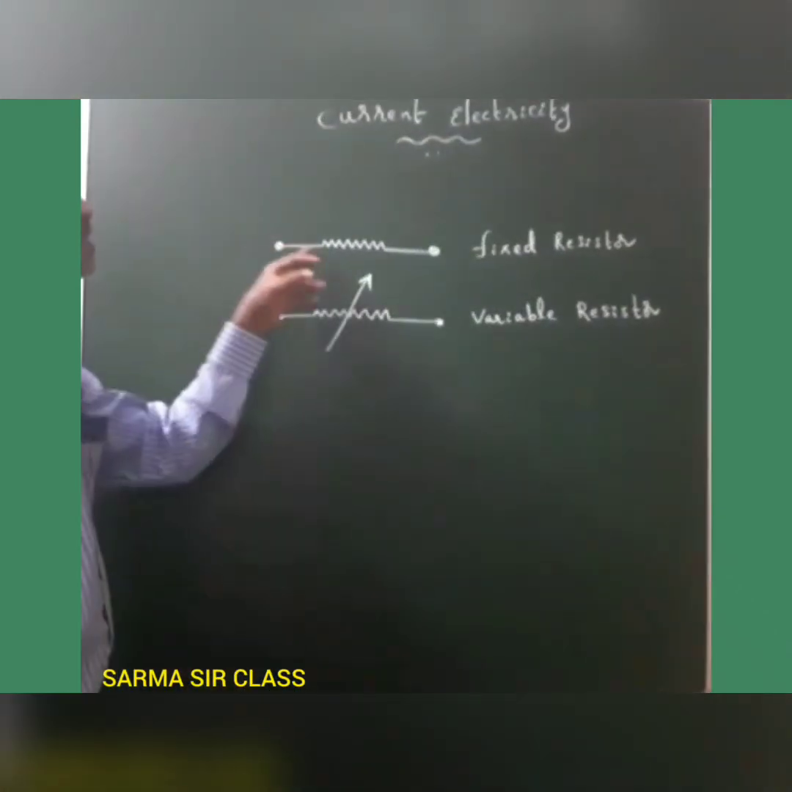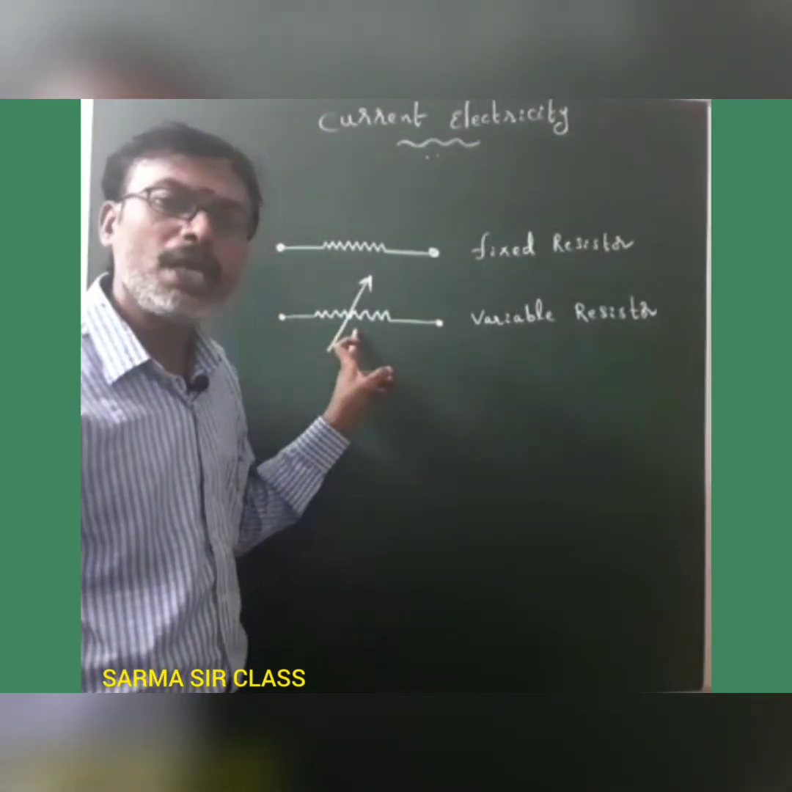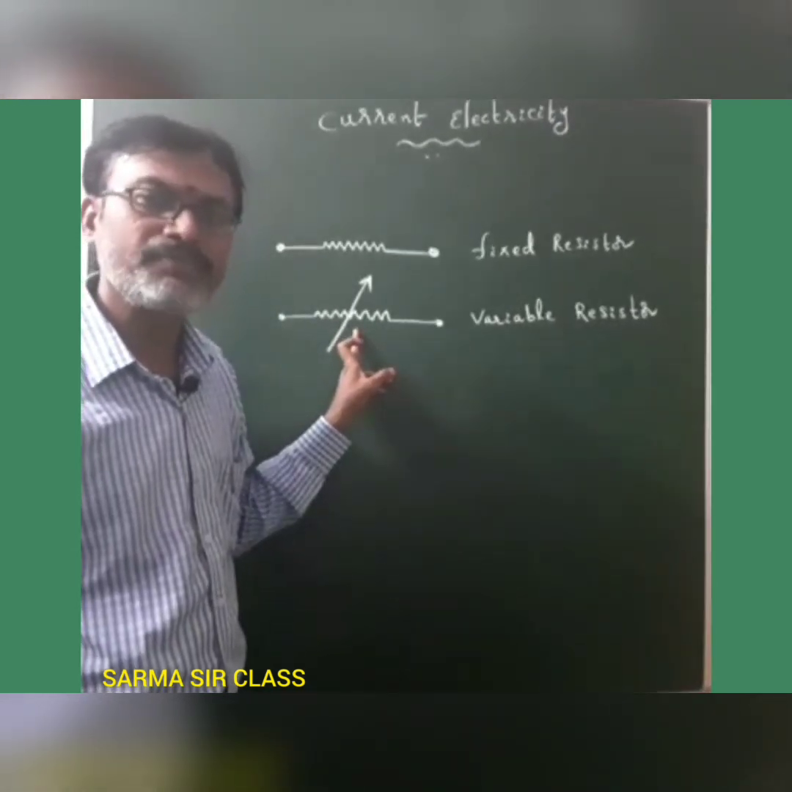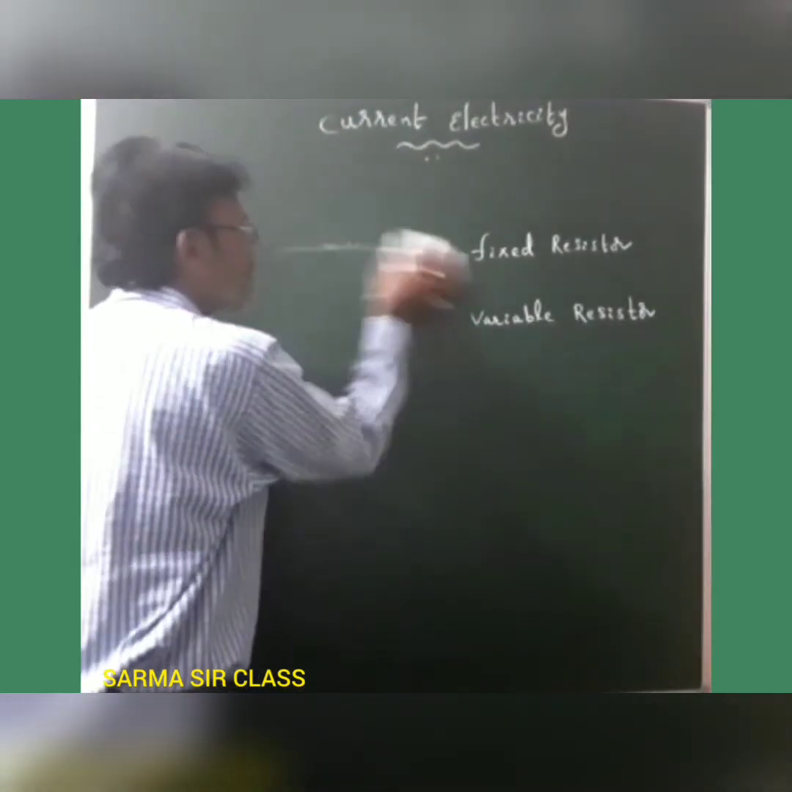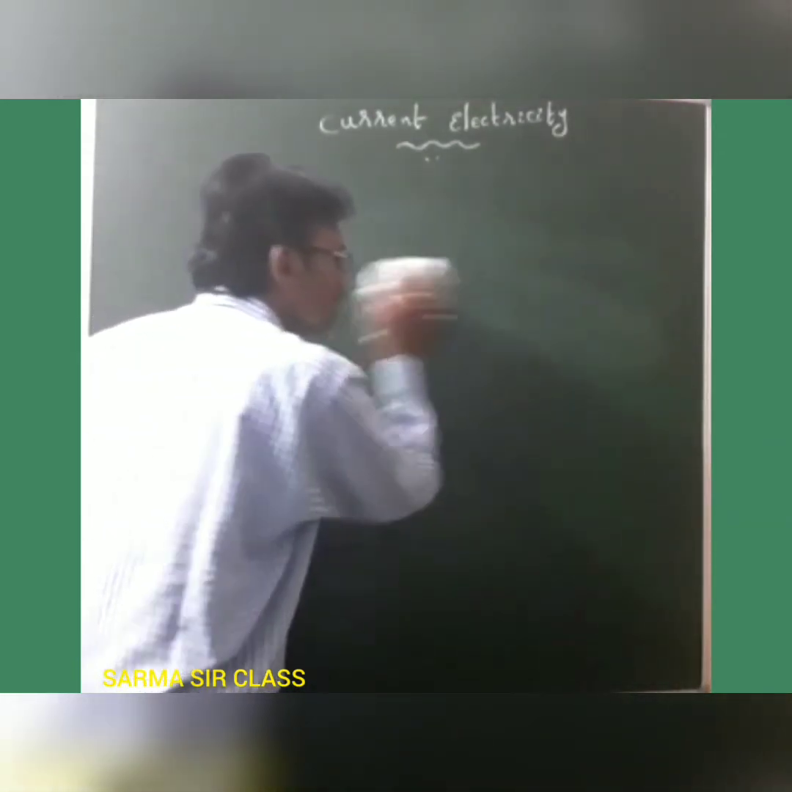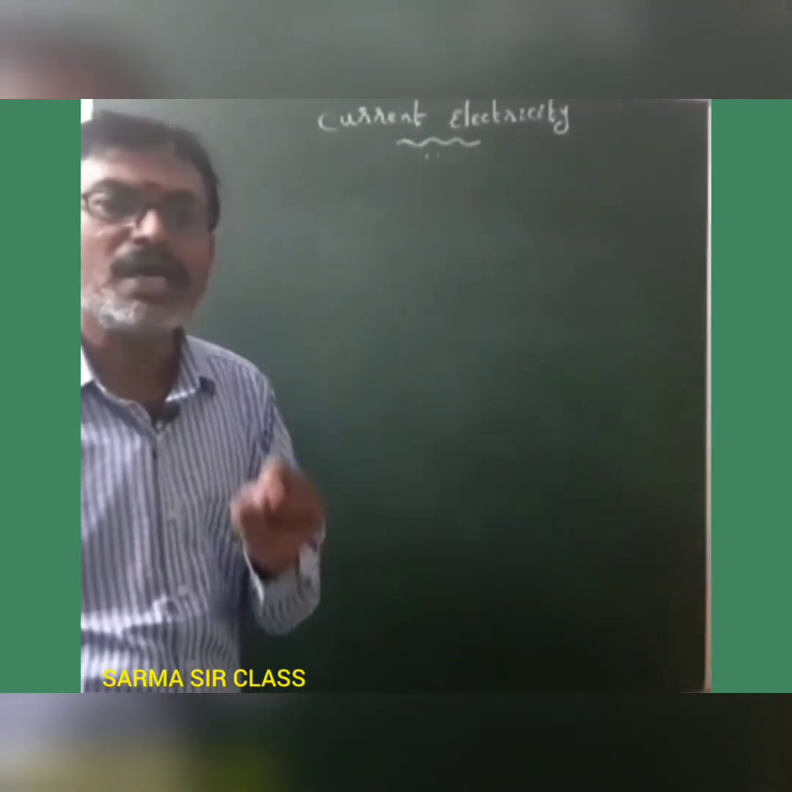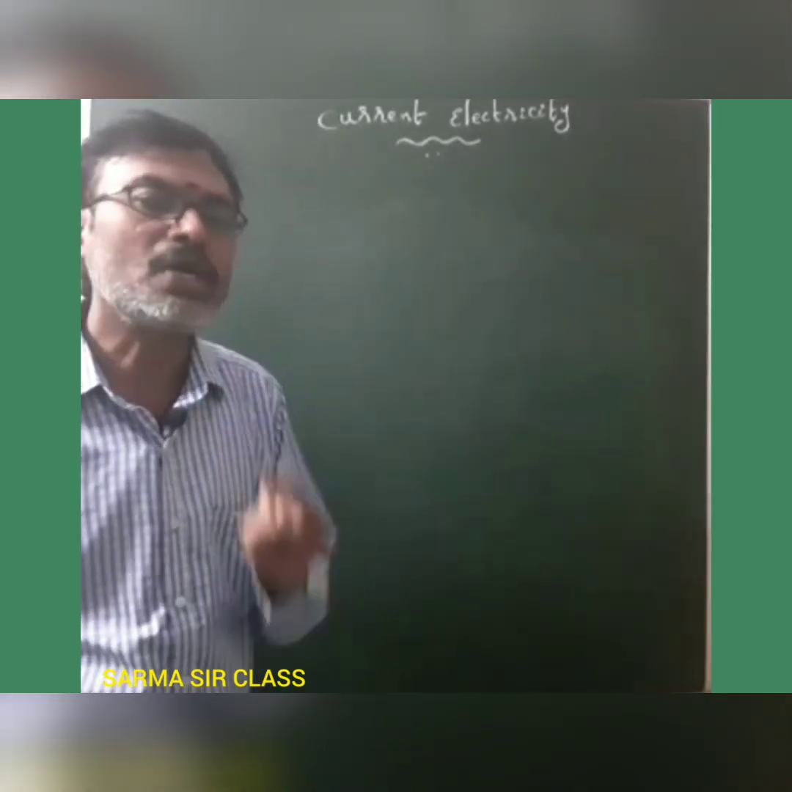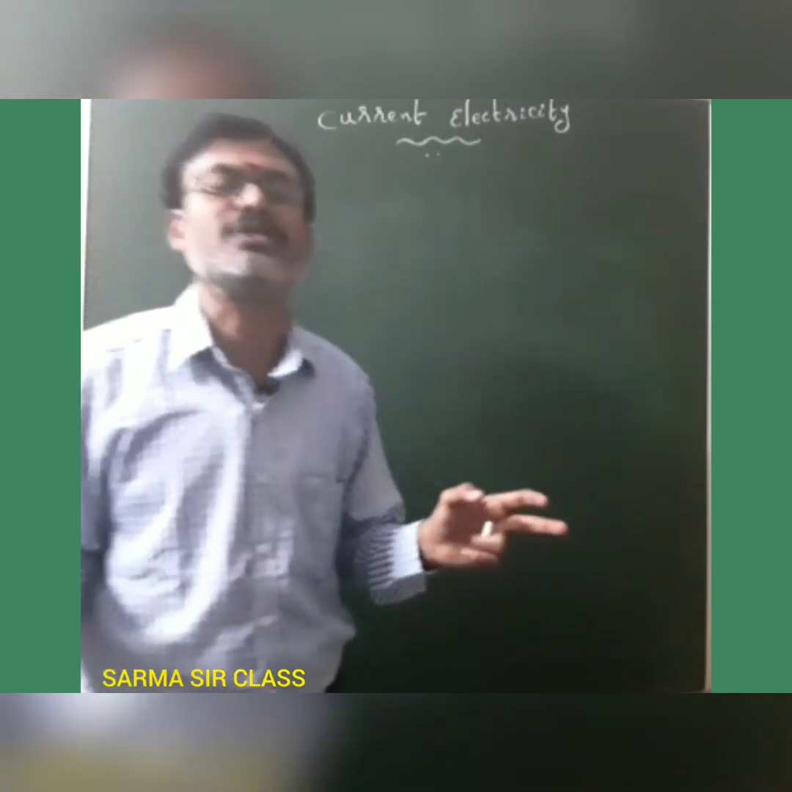Variable resistor. This is the symbolic representation of the fixed resistor, and this is the symbolic representation of the variable resistor. Are you getting the points? Okay. So now, how can resistors be arranged in the circuit in different ways? There are two ways to represent the combination of resistors.